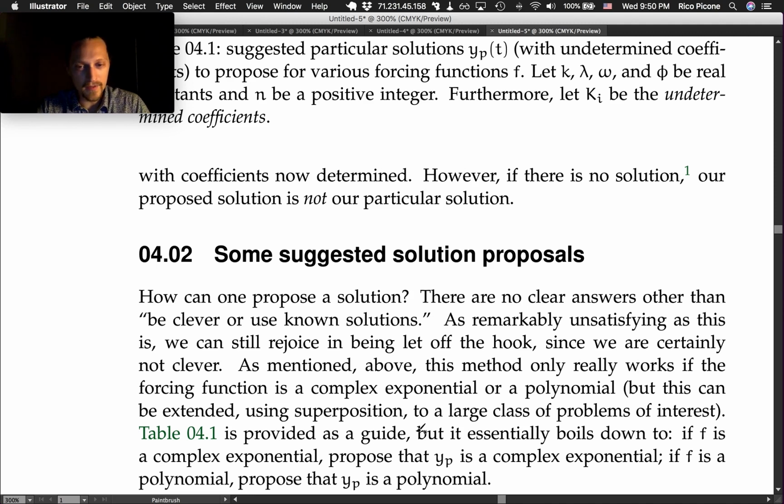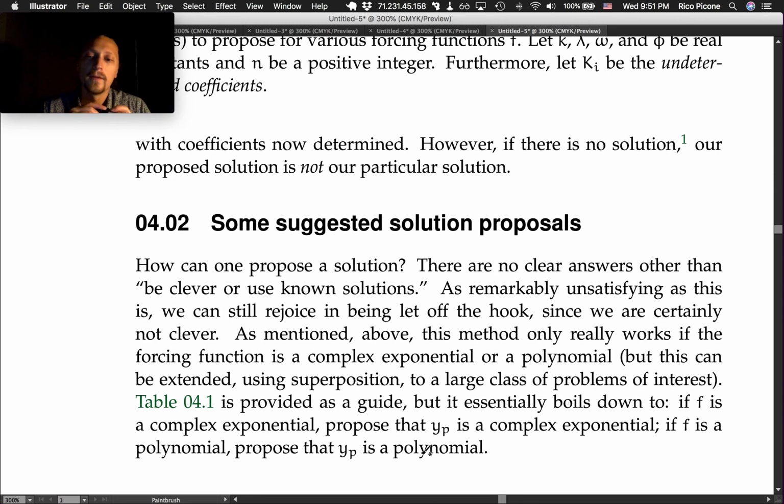As mentioned above, this method only really works if the forcing function is a complex exponential or a polynomial. But this can be extended using superposition to a large class of problems of interest. So we'll see that in mechatronics. Table 4.1 is provided as a guide, but it essentially boils down to this. If f, so the forcing function, is a complex exponential, propose that the particular solution, yp, is a complex exponential with undetermined coefficients. If f is a polynomial, propose that yp is a polynomial. Okay.